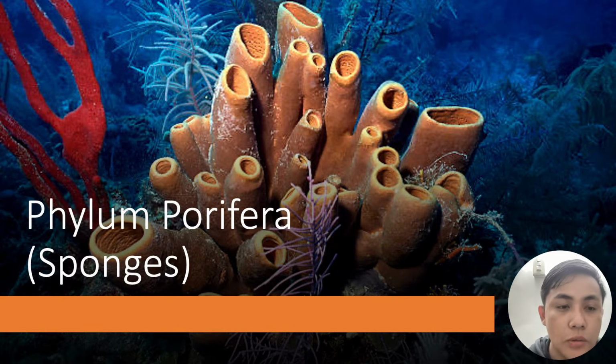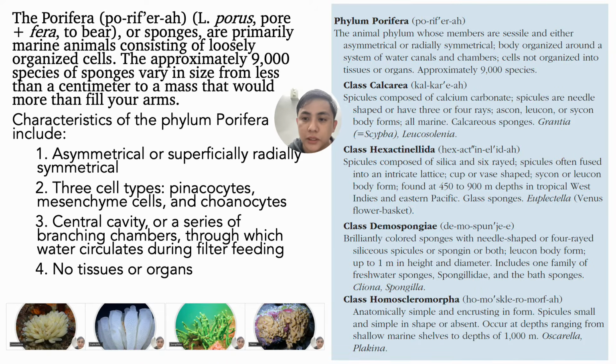Now, we go to the phylum Porifera, or the sponges. The Porifera, or sponges, are the simplest multicellular animals. Their name literally means pore-bearers. Sponges don't have true tissues or organs. Instead, their bodies are made of specialized cells like choanocytes that help filter water and capture food. They are mostly marine and show either asymmetrical or radial symmetry. The body has pores and channels that allow water to circulate, making them filter feeders.